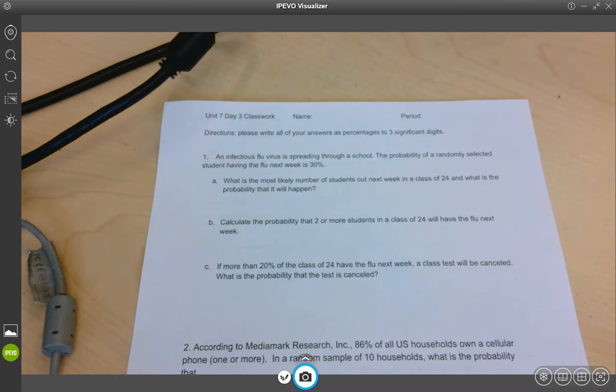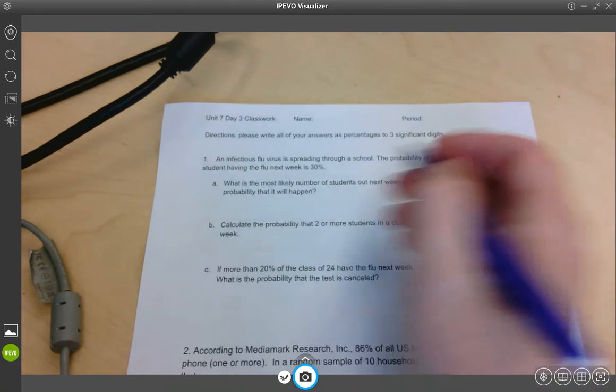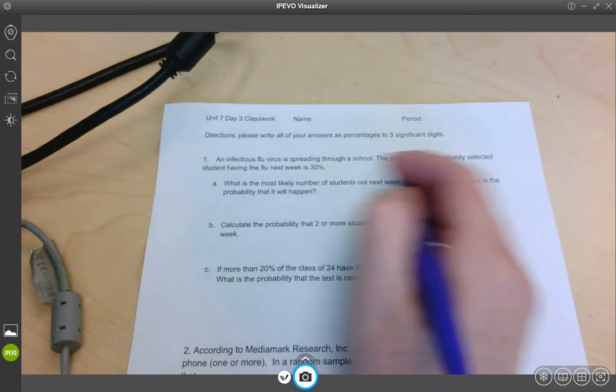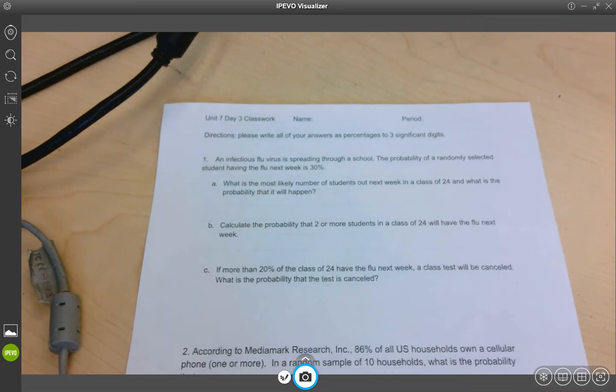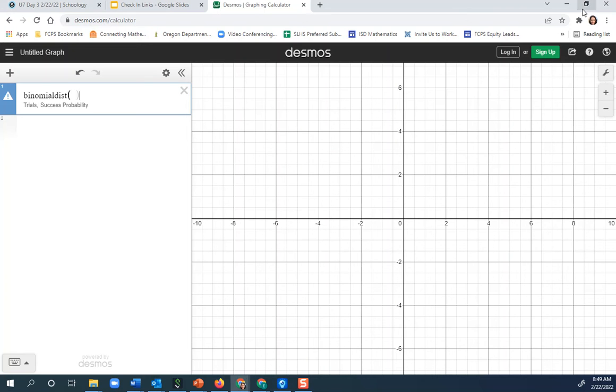All right, first one. An infectious flu virus is spreading through a school. The probability of a randomly selected student having the flu next week is 30%. So the first question asks, what's the most likely number of students out next week in a class of 24? So most of you set up the binomial distribution for that.